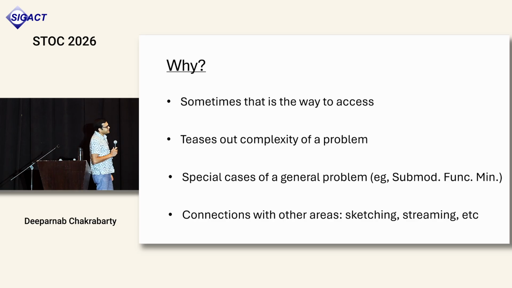Another reason is that it modularizes our thought about where the hardness of a problem is. It teases out the complexity of a problem. The third bullet point is something I mentioned earlier: for people who know submodular functions, it's a discrete optimization problem of trying to minimize a submodular function, where it is a query access model problem. Some graph problems that we'll look at today are special cases of this, and it gives more understanding of these problems. But more interestingly, maybe it has connections to various other areas of TCS, sketching, streaming, et cetera.